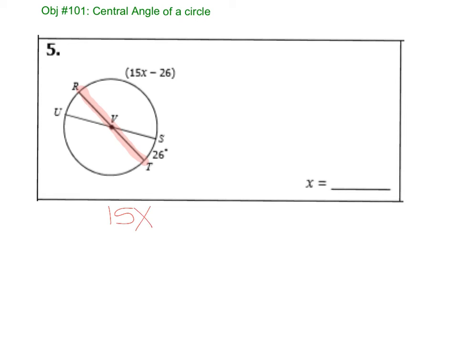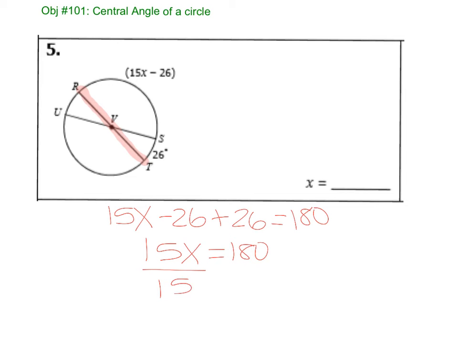So 15x minus 26 plus 26 equals 180. Oh, hey, those are both 26, so those cancel out. Divide both sides by 15. X equals 113. Nope, I'm lying. 12. Ugh, I always do that. I always pick the highlighter instead of the eraser. 12. And that's it, we're done.